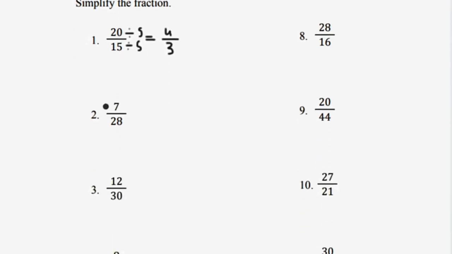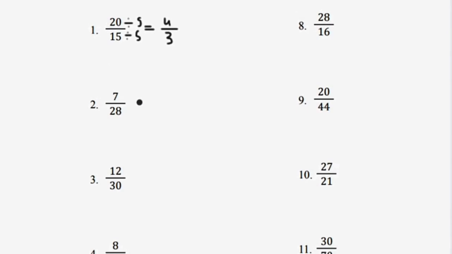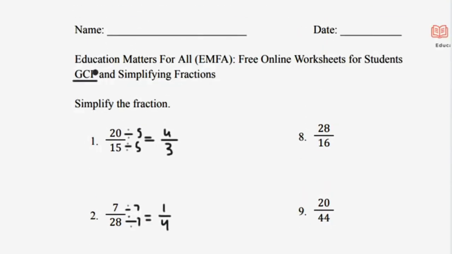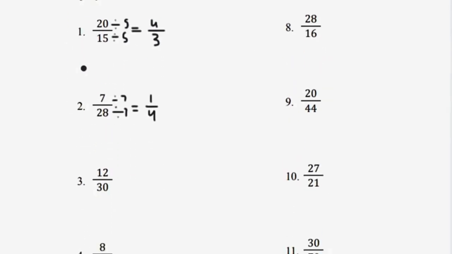So let's do it here. 7 times 1, those are the only two factors of 7. So 7 is obviously greater than 1. And 20 divided by 7 is 4. So you're just going to divide by 7. 7 divided by 7 is 1. 20 divided by 7 is 4. So you're basically just finding the greatest common factor. And that's how you simplify them.